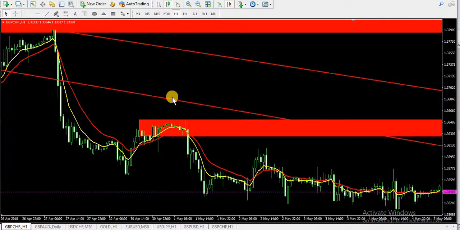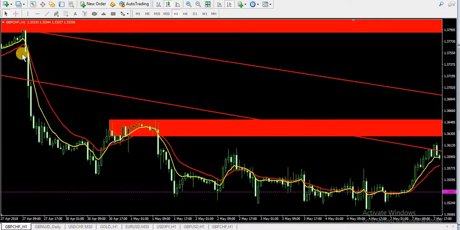And always cover your stop losses. If the trend is moving in your direction and you've obtained all these pips in the direction of the trend, always move your stop loss to cover some profits, so that you won't incur any losses.